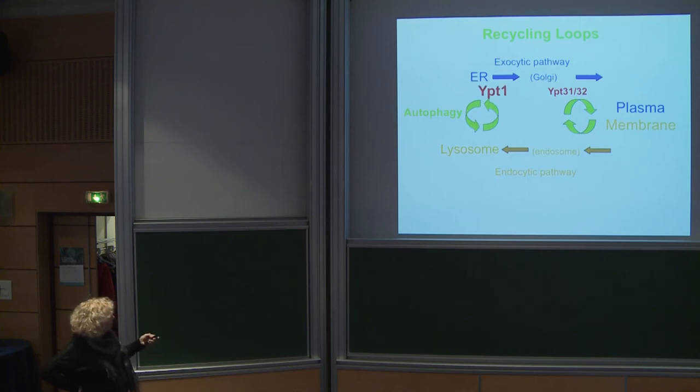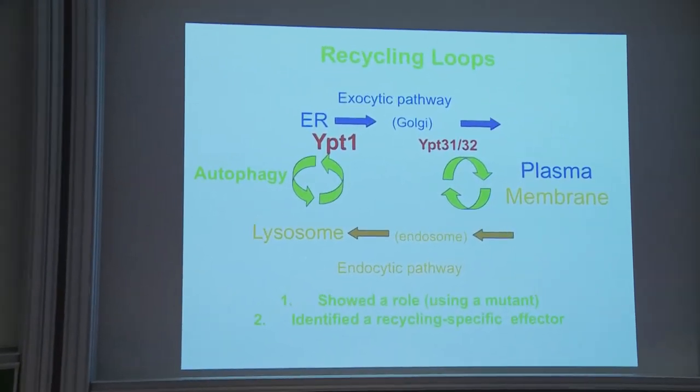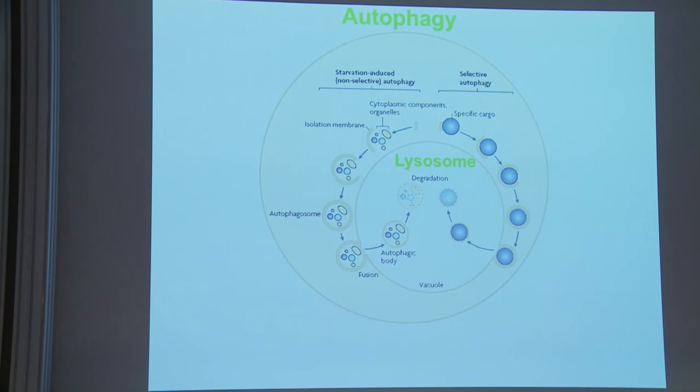Okay, so I want to talk about YPT1, because we also showed that YPT31 and 32 are required for this loop, not just for going through the Golgi, but also for this loop. Here is YPT1, which we showed is required for going from ER to the Golgi. It turns out that it's also required for autophagy. The way that we showed it is by using a mutant to show a role, and also identifying a recycling-specific effector, an effector that has nothing to do with its role in secretion, but is required for autophagy.